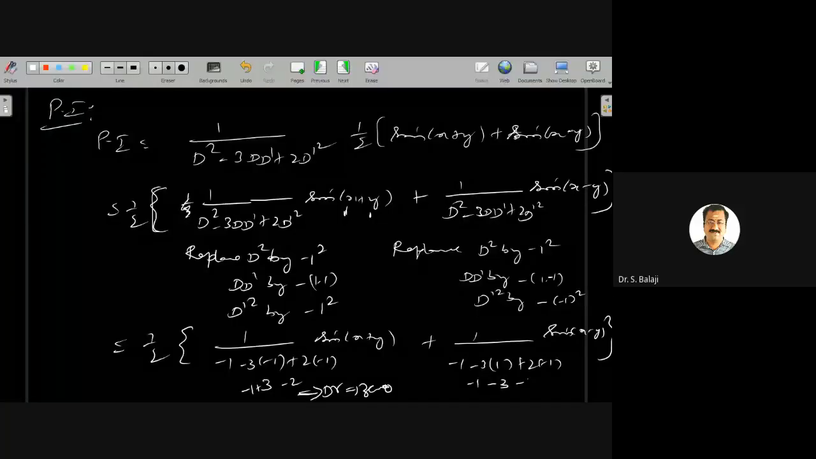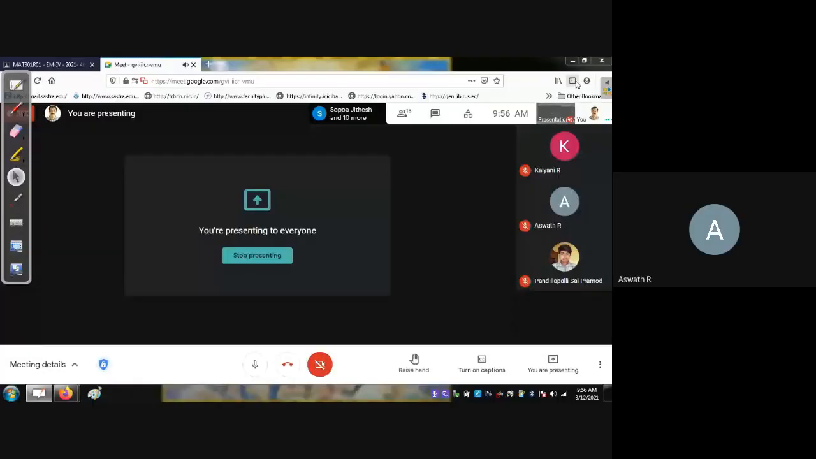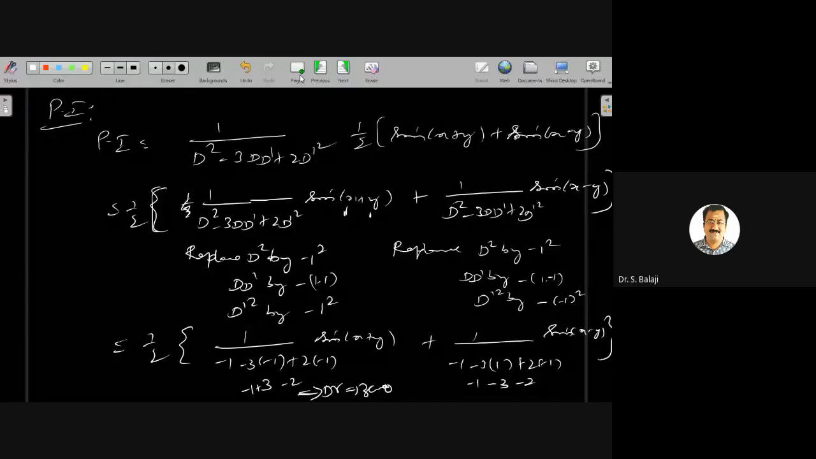Because the denominator is 0, what is the idea? Can anyone say what procedure you have to follow? Multiply the numerator by x and differentiate the denominator with respect to D. Yes, very good. You multiply the numerator by x and differentiate the denominator partially with respect to D.